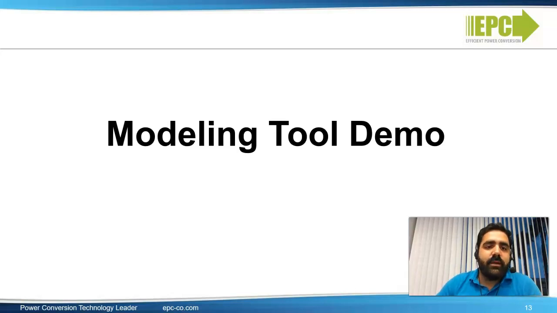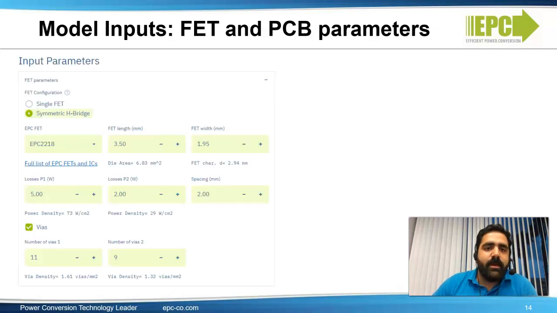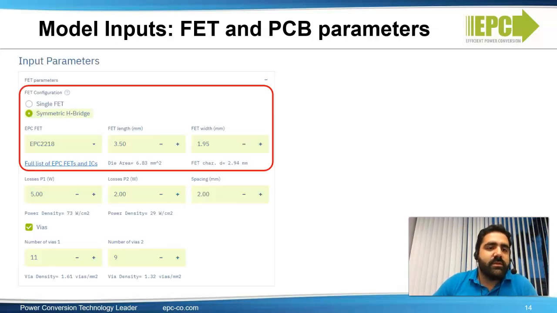So I'll present now a small demo of the user interface that we developed for this reduced thermal model. The inputs that are given to the model are first the FET parameters. So we define the FET topology as a single FET or as a symmetric H-bridge. For now, the model only considers a symmetric H-bridge with the same FET in both high side and low side. And below that, we can select our FET, and we can see here the dimensions of those FETs and the area.